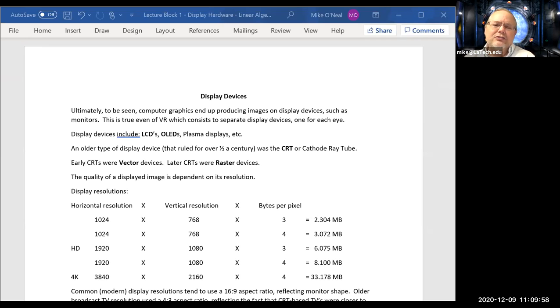But the CRTs, or the cathode ray tubes, are interesting from a historical perspective. I don't have time to go into them in any depth, but that was the display technology that ruled for over half a century. So flat screen displays, commonly for TVs and stuff like that, have been around for 15 or 20 years. The cathode ray tube, the TV tube, was around for more like 50. That's pretty interesting. Early CRTs were vector devices, and they were later replaced by raster devices.